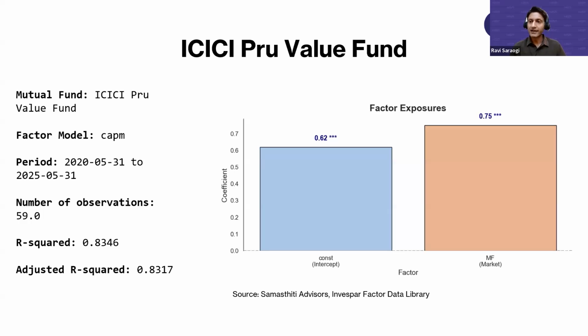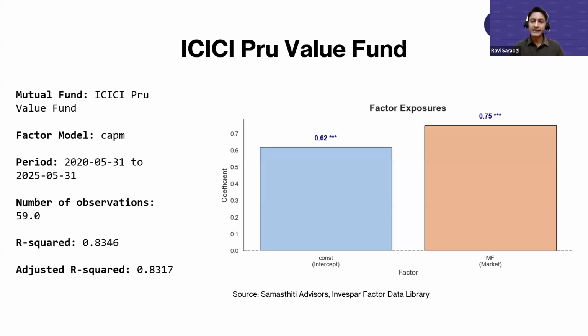If you want to understand what alpha has been generated by this scheme, you look at the intercept. That's about 0.62% per month, since this analysis was done on monthly data. So that's 0.62% alpha per month. And it is statistically significant. You see 3 stars in front of that 0.62 number. The more stars, the better. The maximum stars there can be is 3.